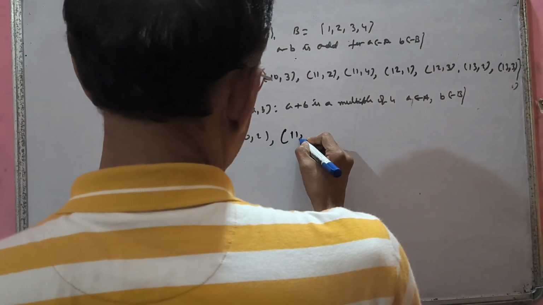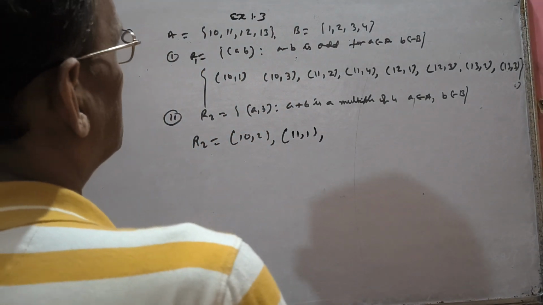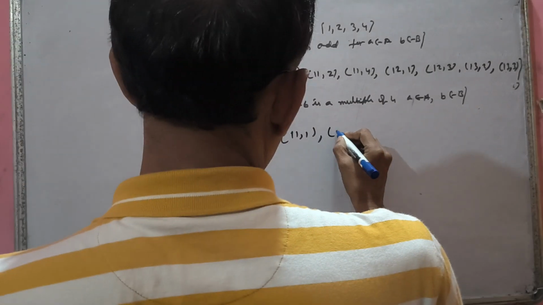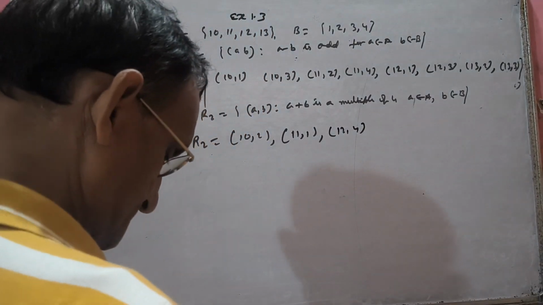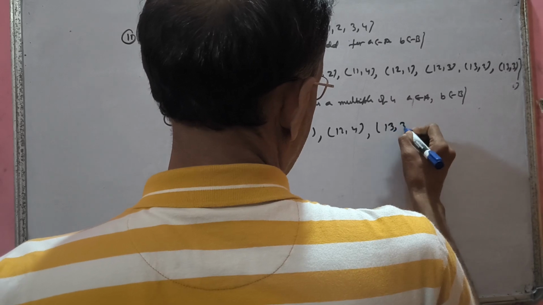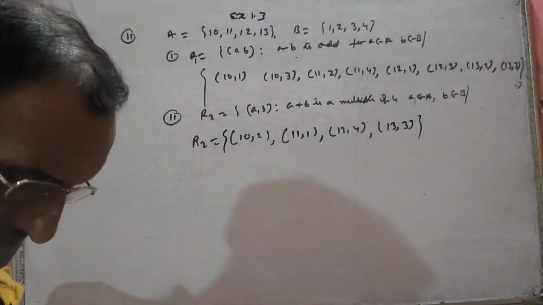11, 1 you can write, 11, 1, then no 11 bit, then 12, 4, multiple of 4, 16, then 13, 3. Anything else you will get? I don't think so. You check it out.